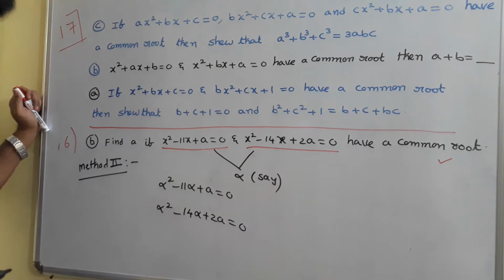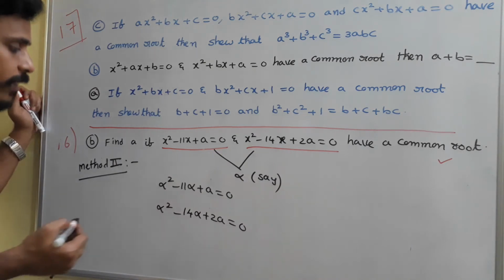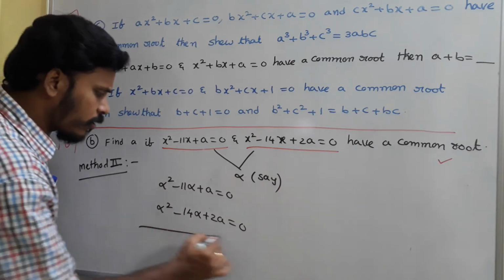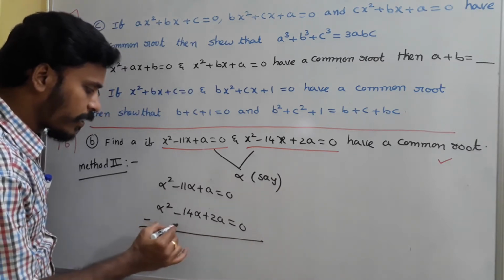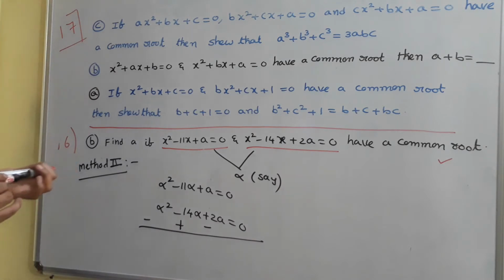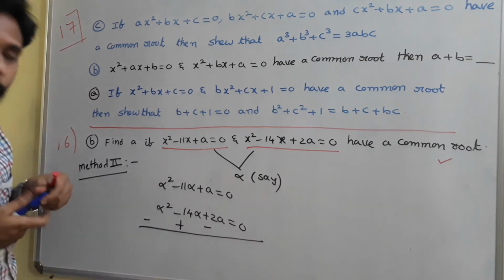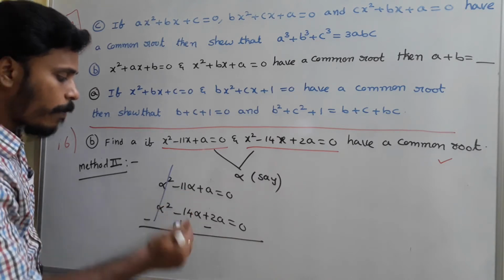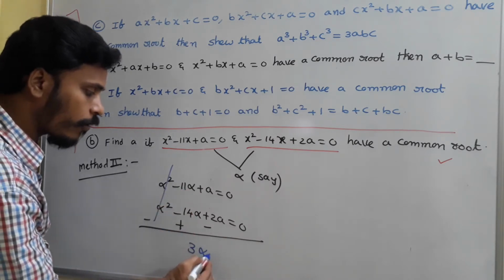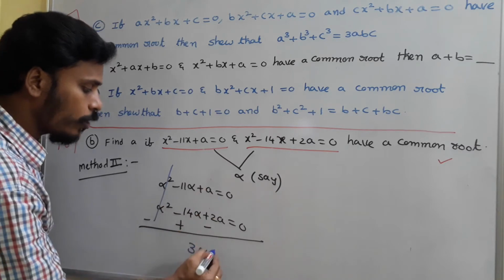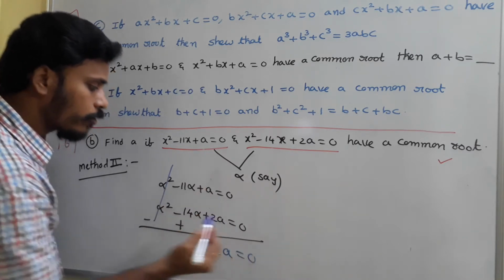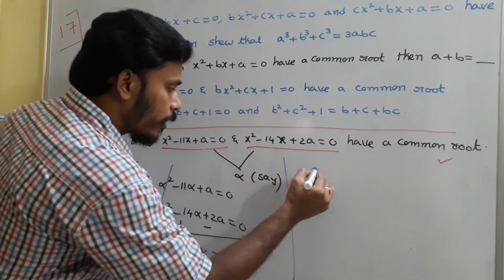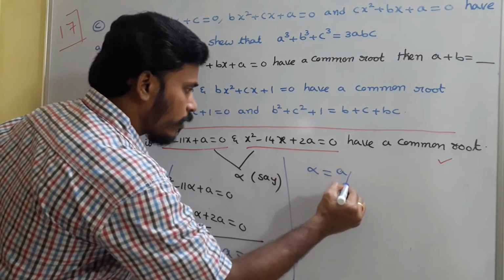From these two I need to get the value of a. So how to proceed? We have different procedures. I just do subtraction. If I do subtraction, what will happen? This alpha square and alpha square get cancelled. 14 alpha minus 11 alpha is 3 alpha. a minus 2a is minus a, equal to 0. Since 3 alpha minus a is equal to 0, it is very clear that alpha is equal to a by 3.